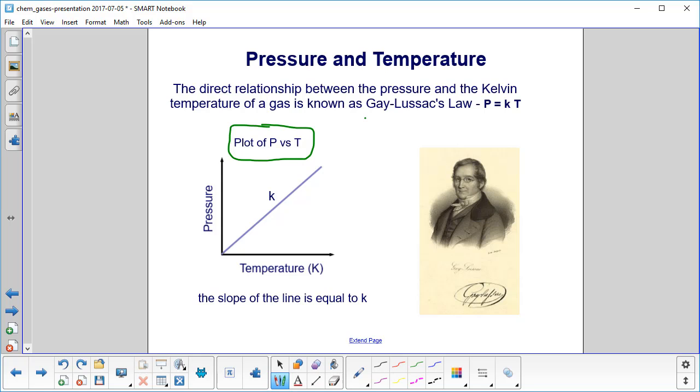So this is Gay-Lussac's law. Pressure is some proportionality constant K times temperature. We plot pressure and temperature, we get a straight line, and the slope of that line is equal to K.